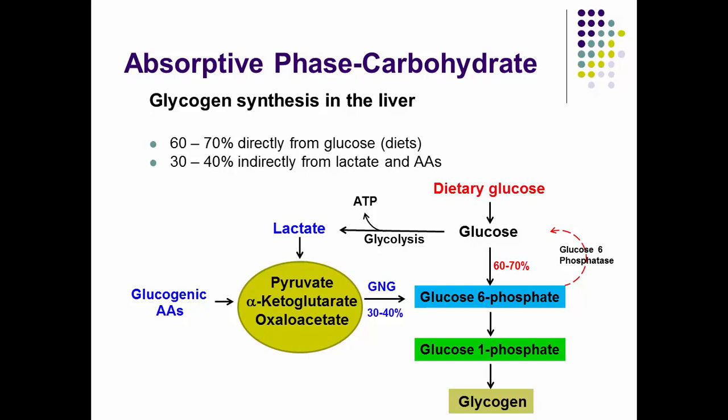Okay, and in addition to lactate, some glucogenic amino acids that we also obtain from the diet can also serve as precursors. For example, some amino acids can be converted to alpha-ketoglutarate or oxaloacetate, and also enter these gluconeogenic pathways for the production of glucose 6-phosphate, glucose 1-phosphate, and glycogen. So this is the whole pathway of how glycogen is made in the fed condition in the liver, not only from dietary glucose, but also from amino acids.